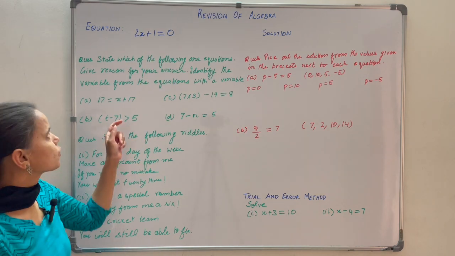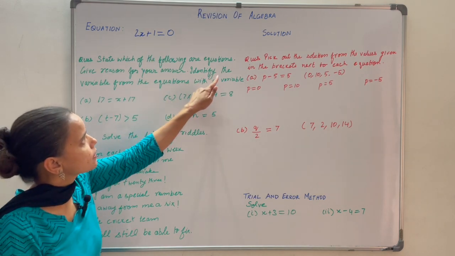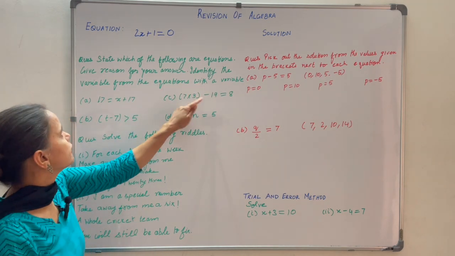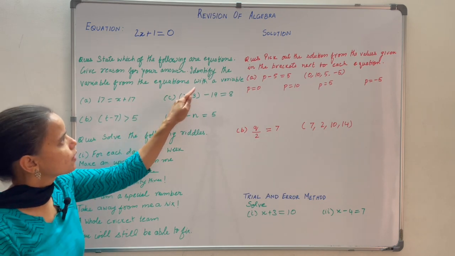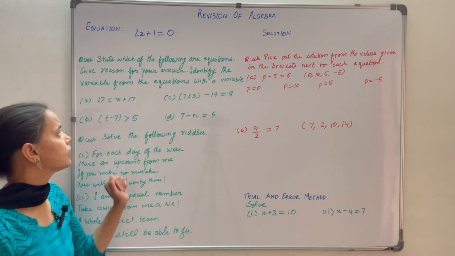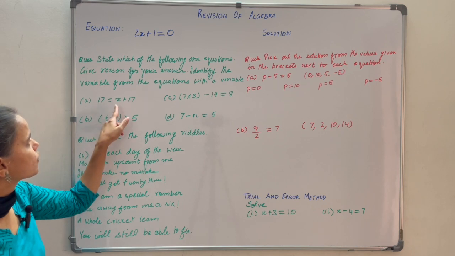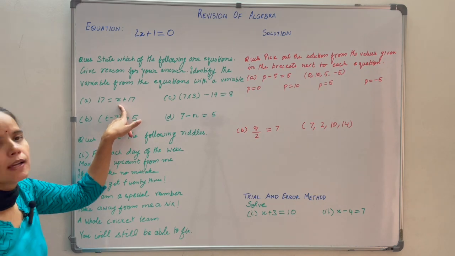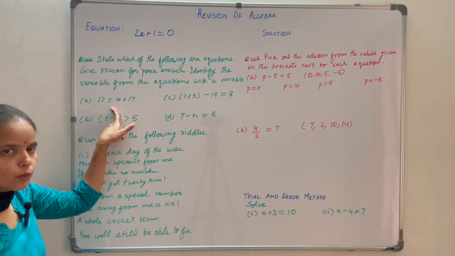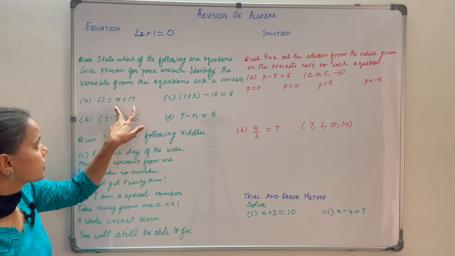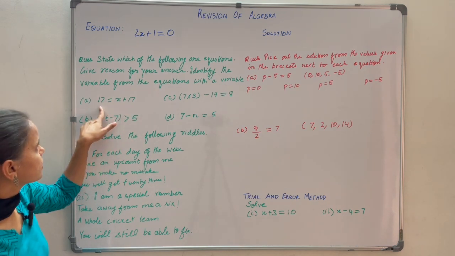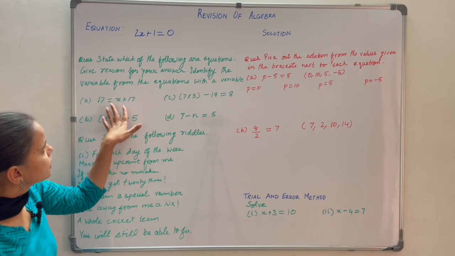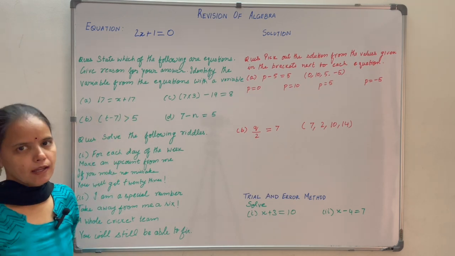Now let us take this question. State which of the following are equations. Give reasons for your answer. Identify the variable from the equations with a variable. So let us take this one. 17 equals x plus 17. It is a condition on the variable x. It has an equals to sign. This side is an expression and this side is a constant 17. So this is an equation on the variable x.